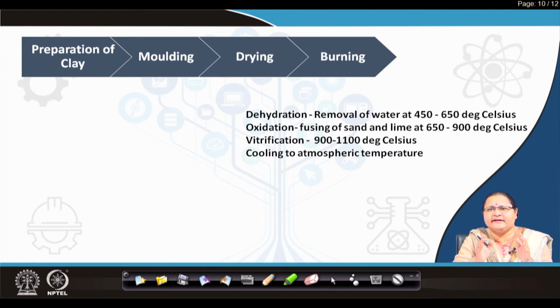By 900 degree centigrade the brick is ready, but after which for the next 200 degree centigrade you see the process of vitrification or solidification or gaining the strength takes place, and after that the furnace is allowed to get cooled before you take out the bricks ready to be supplied.